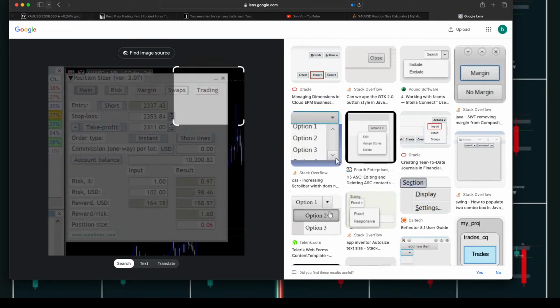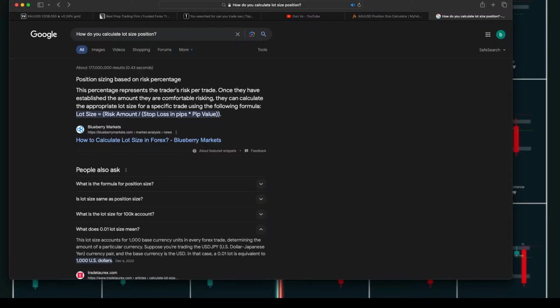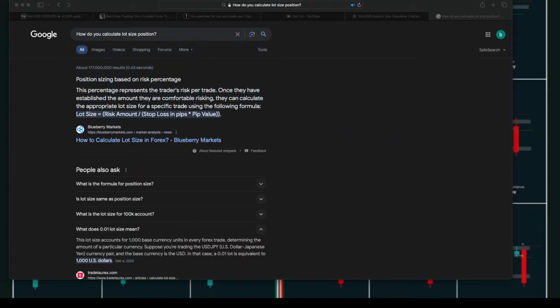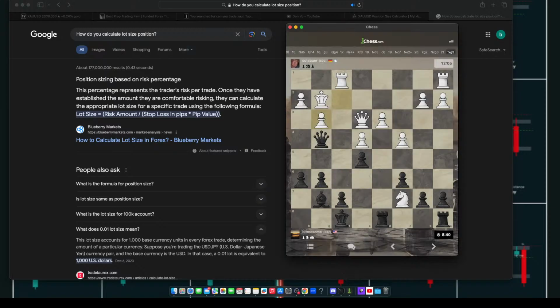Find image source. I didn't even try to do that, bro. When I drag the pick over here, it searches the image for you and everything. I wonder if you did it with the face, will it pick up all the pictures you got on your face too? That would be crazy. Advanced tech. I know Google's going crazy with that. Crazy.